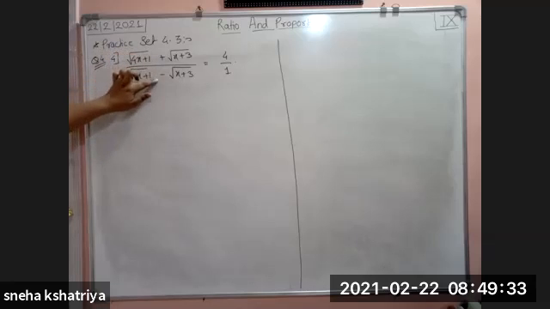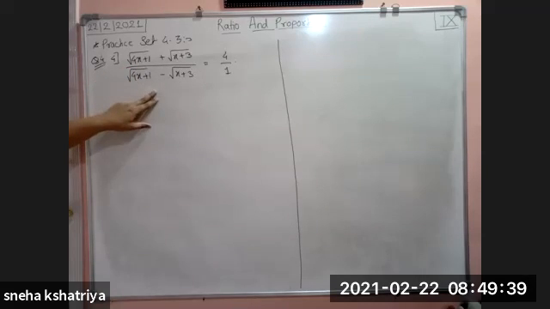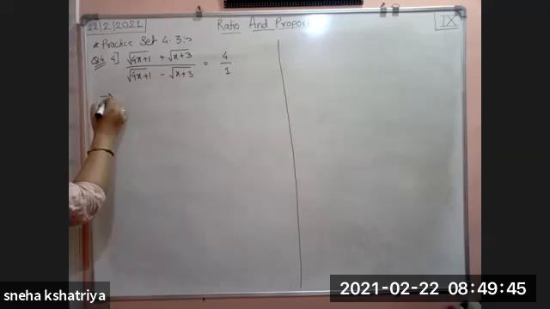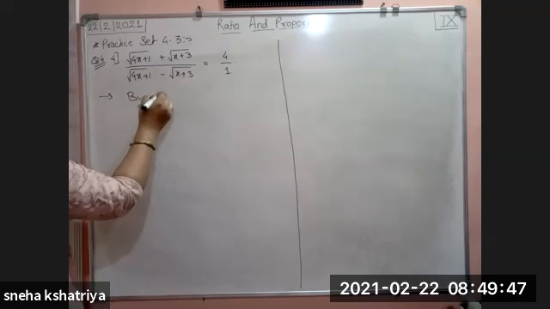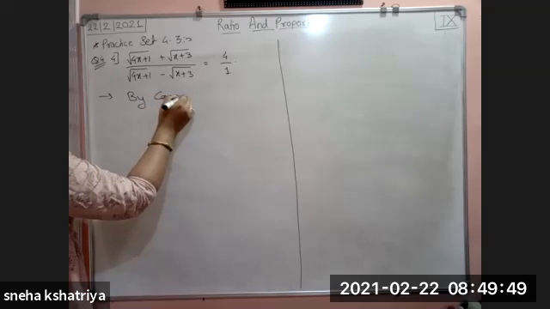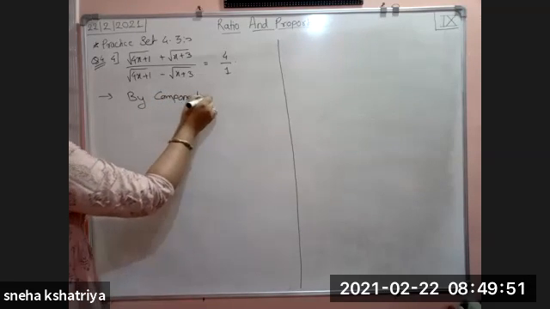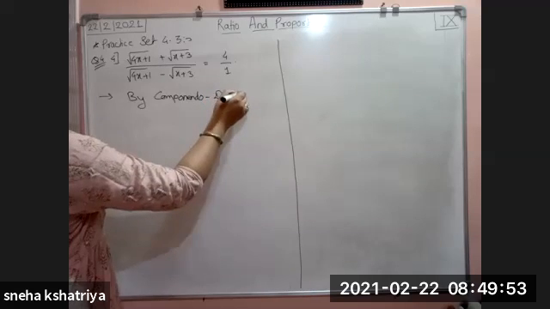See here, componendo and dividendo, it is already there. So if it is already there with componendo dividendo, again you have to do the same thing, that is do componendo and dividendo. So we will write here by componendo and dividendo.